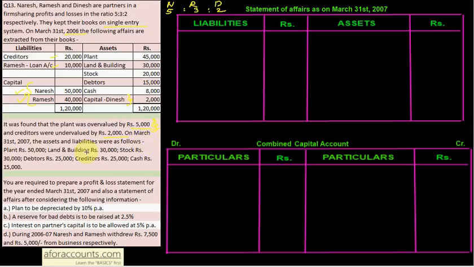Here is their capital given? No. See, plant, land and building, stock, debtors, creditors, cash. So you have to find out the capital. So first make the statement of affairs as on 31st March 2007. So that is plant 50,000. Asset में डालो plant 50,000. Then land and building 30,000. Then stock 30,000. Debtors 25,000.